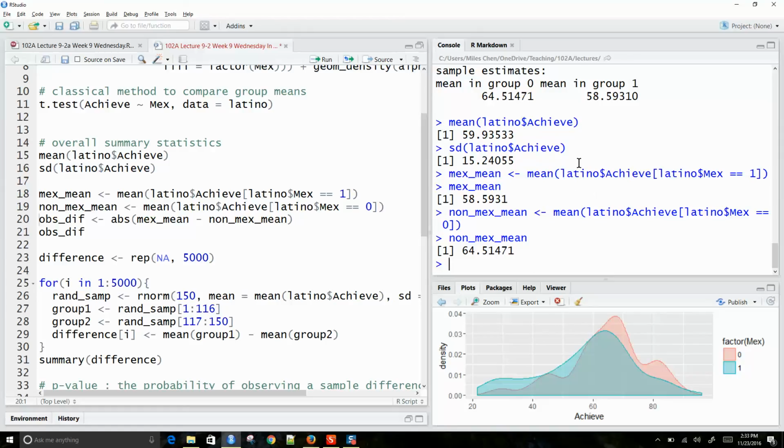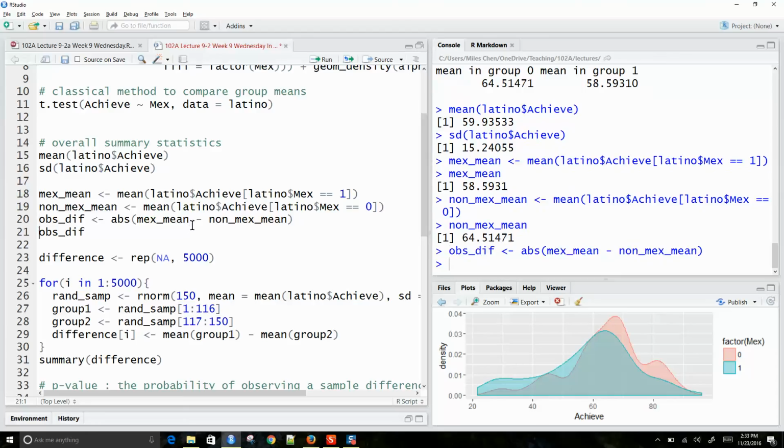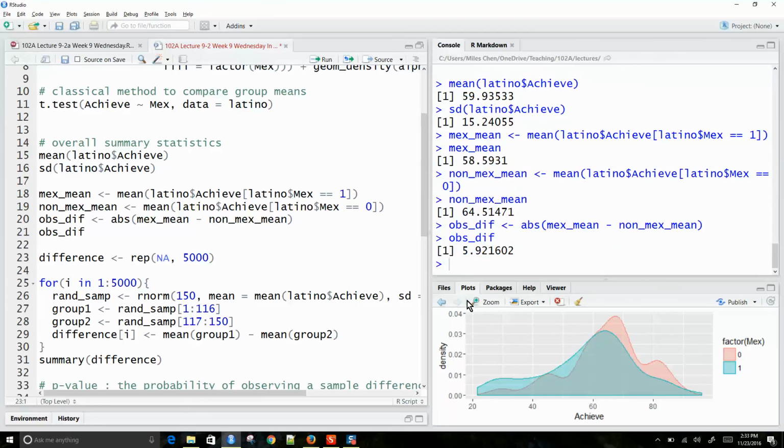That's what we have here. I just subsetted Latino achievement based on Latino Mexico or Mexican right there. And our observed difference, I'm going to say, is the absolute value between these two values, so we have an observed difference of 5.92. Okay, so we're going to simulate a whole bunch of random samples, calculate differences ourselves, and see how often we get a difference of 5.92 or greater.